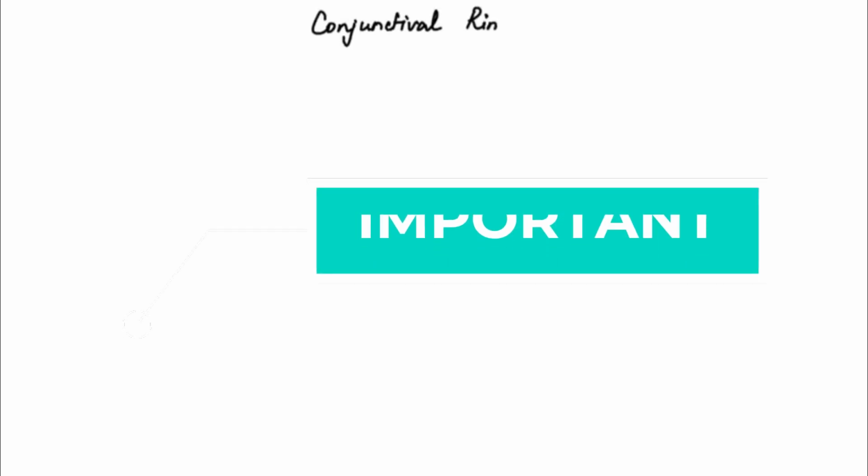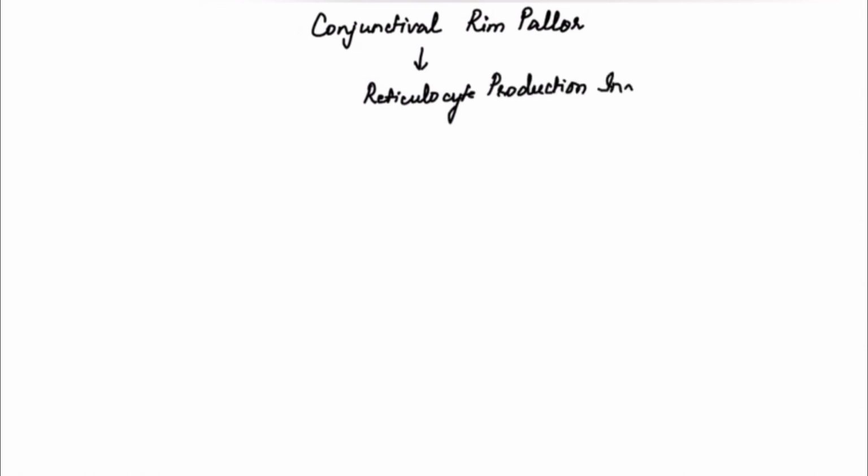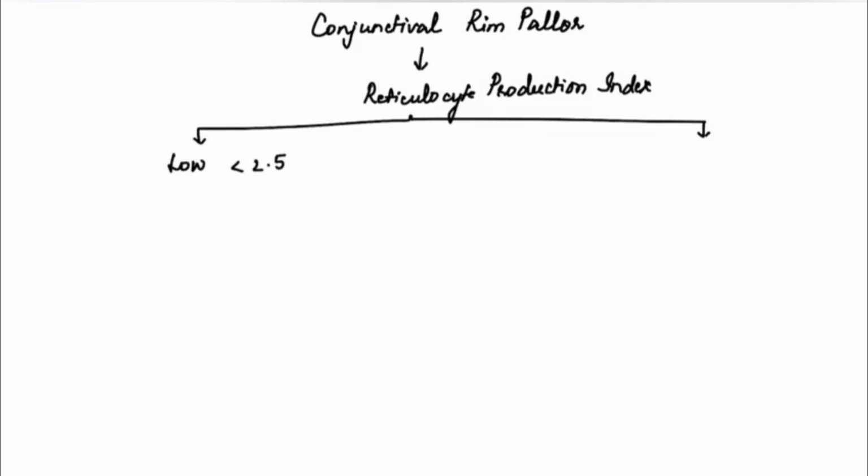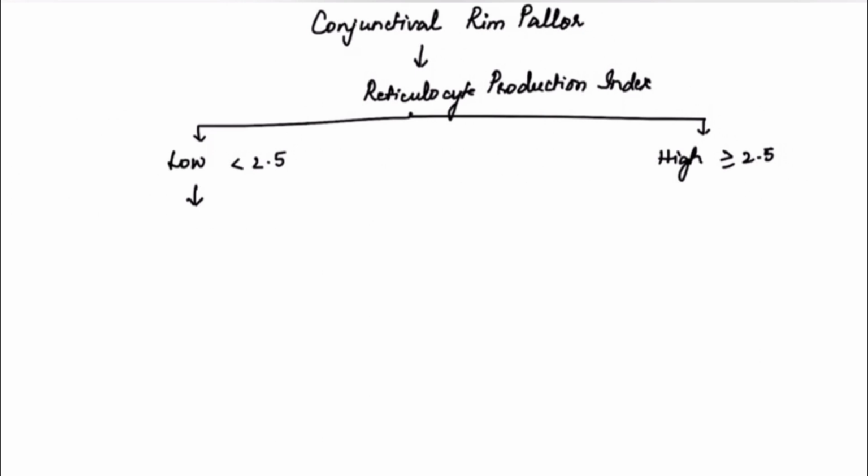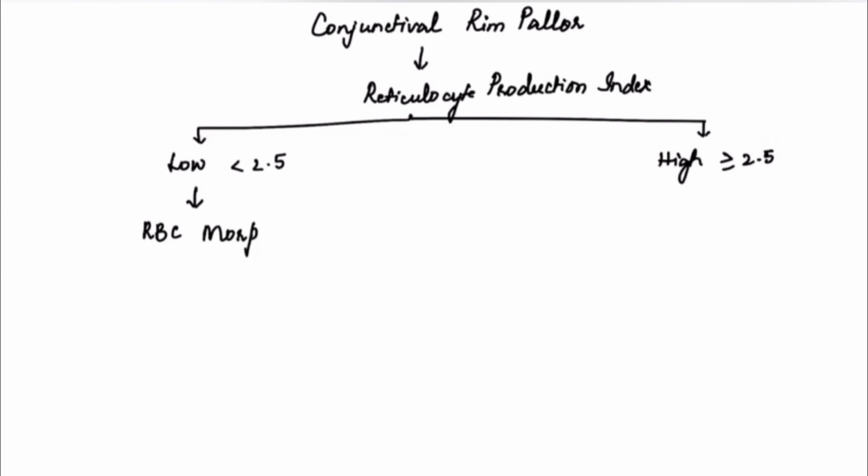So whenever there is a patient with conjunctival rim pallor, the first thing we need to look at is the reticulocyte production index, which is a very important estimate of erythropoiesis. So this index may be low or it may be high. If it is low, it indicates there is either decreased production from the marrow itself or there is abnormal maturation of the RBCs, that is ineffective erythropoiesis. So both of them can be differentiated by the second thing, that is RBC morphology.